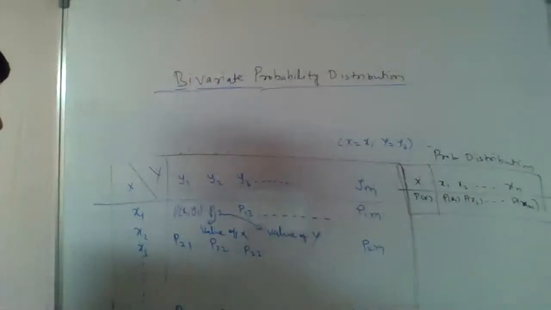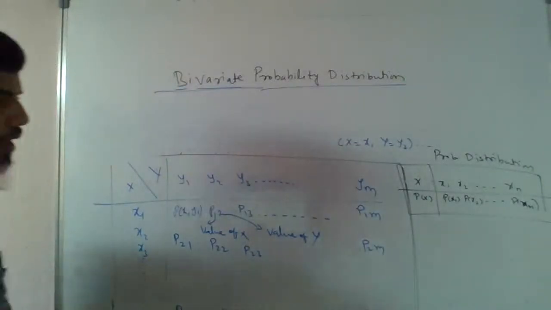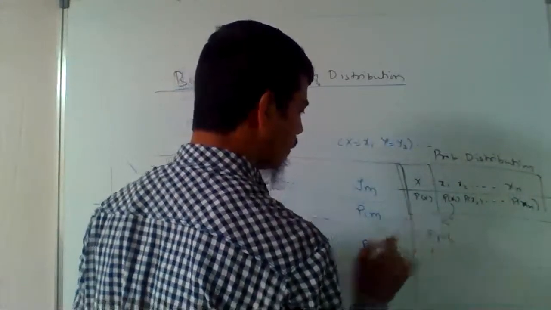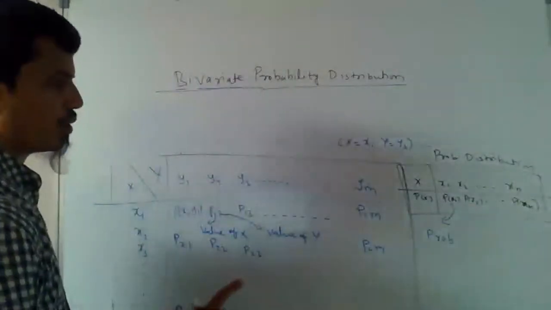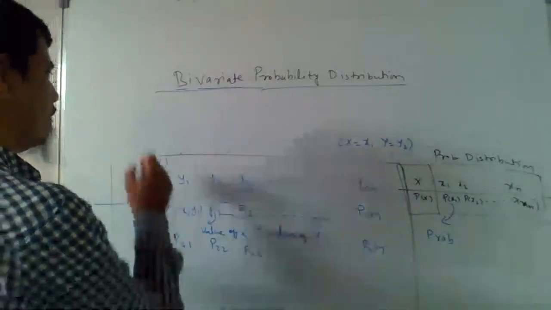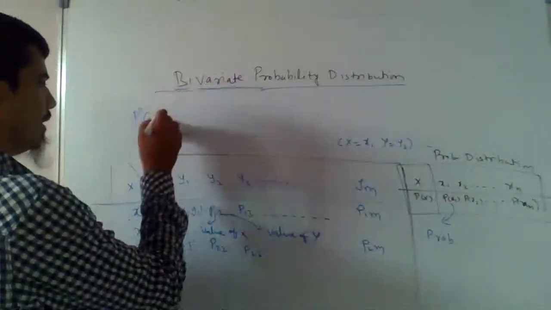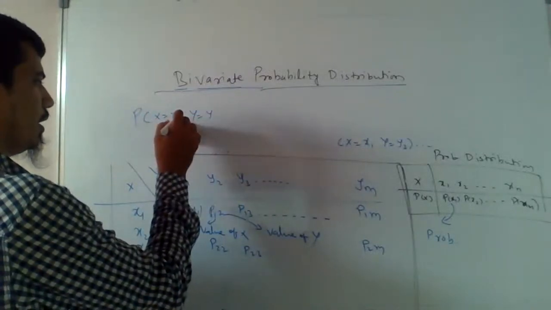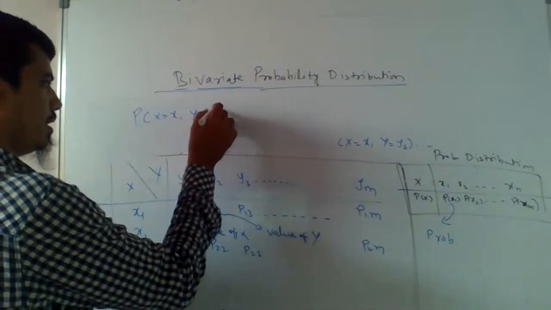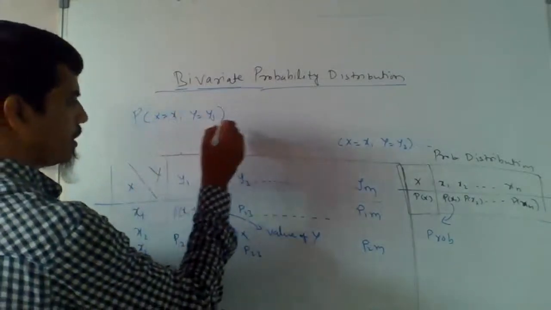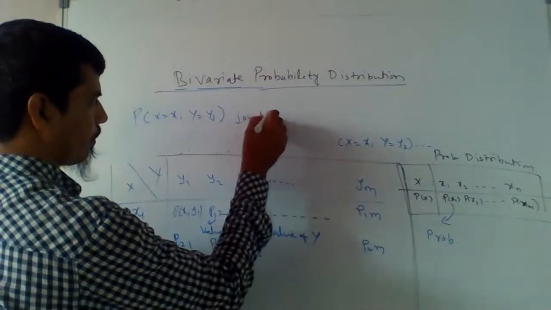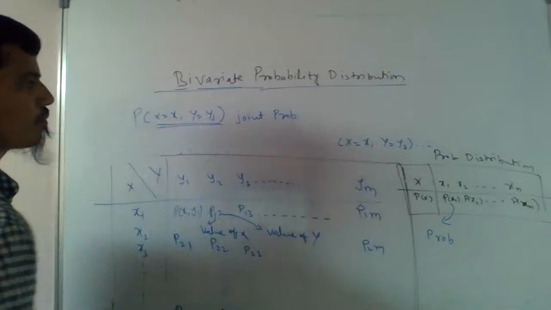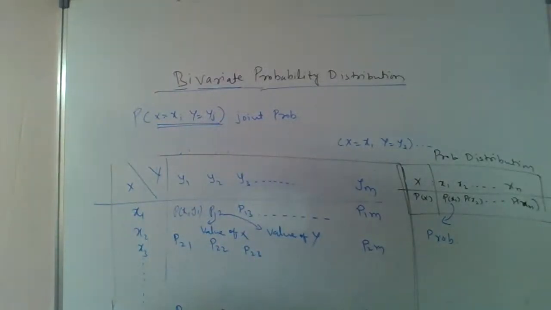Okay, and this probability is known as joint probability. This is your simple probability, because x takes only the values x1, x2, x3, and so on. Since we have two variables here, because it's bivariate, x takes the value xi and y takes the value yj. Such a probability is known as joint probability because we have two variables.